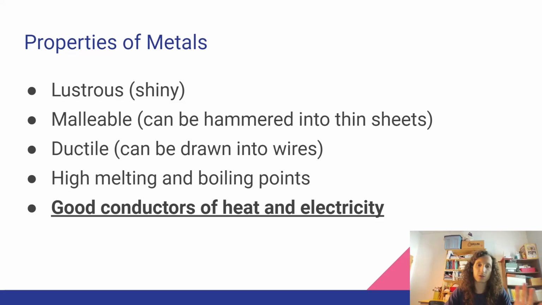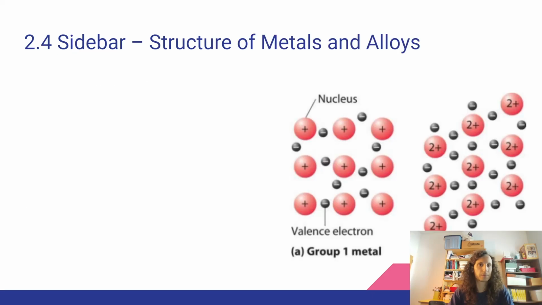Okay, so these are some of the general properties you should know, and they can help you identify if a substance is a metal, right? Can you just apply a current to it? Will it conduct a current? Then maybe it's a metal, right?